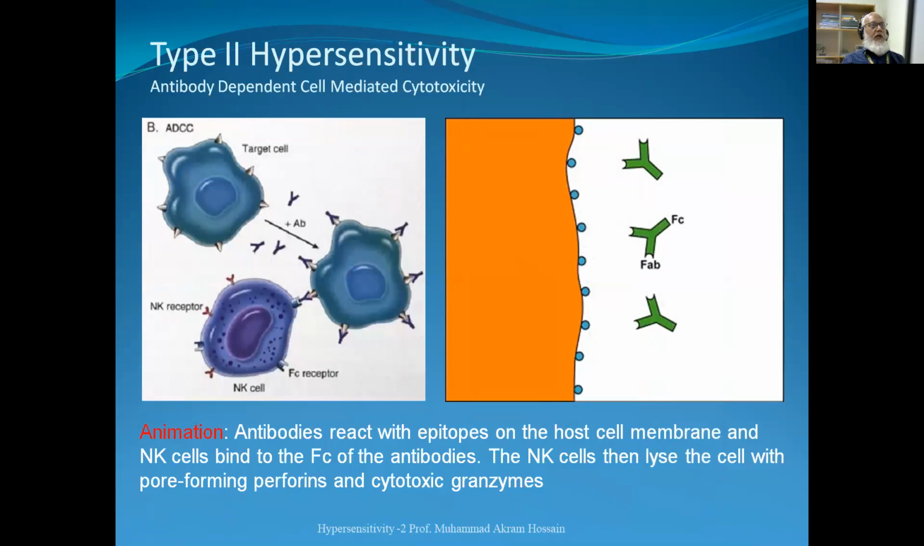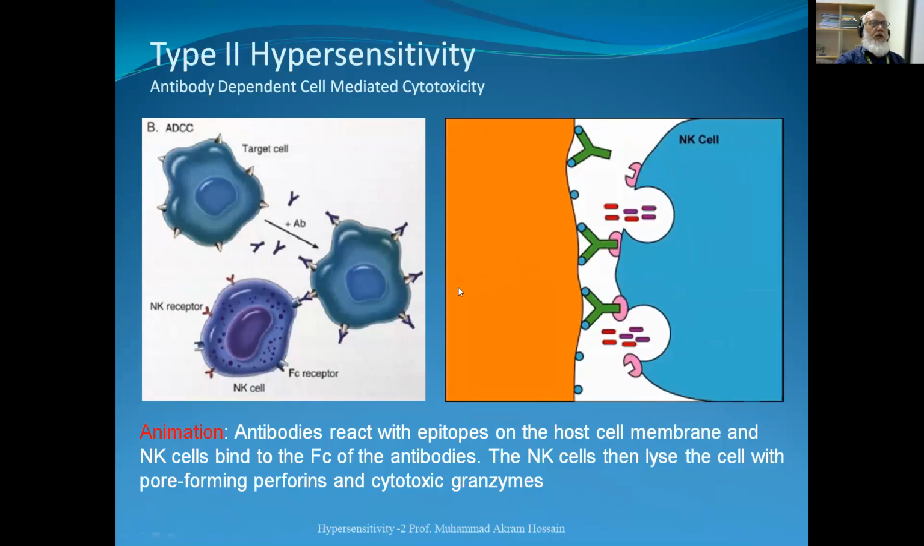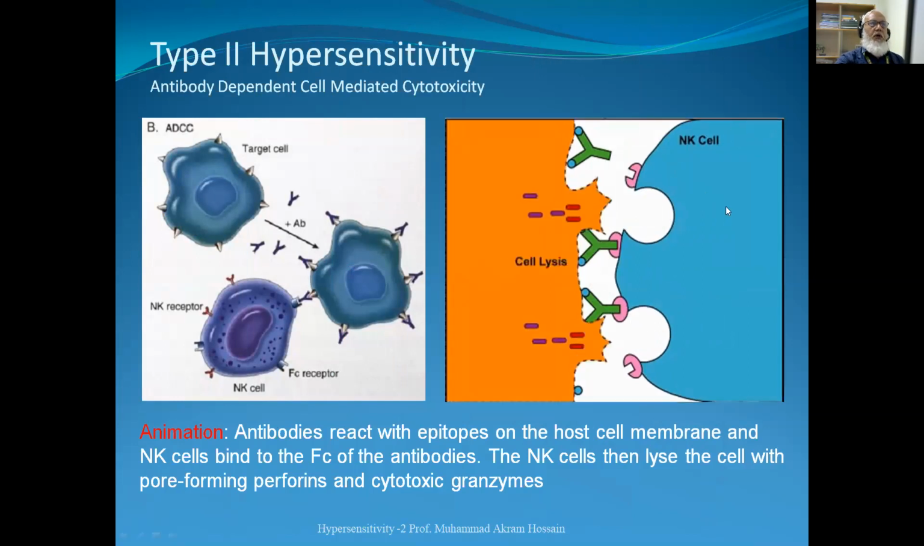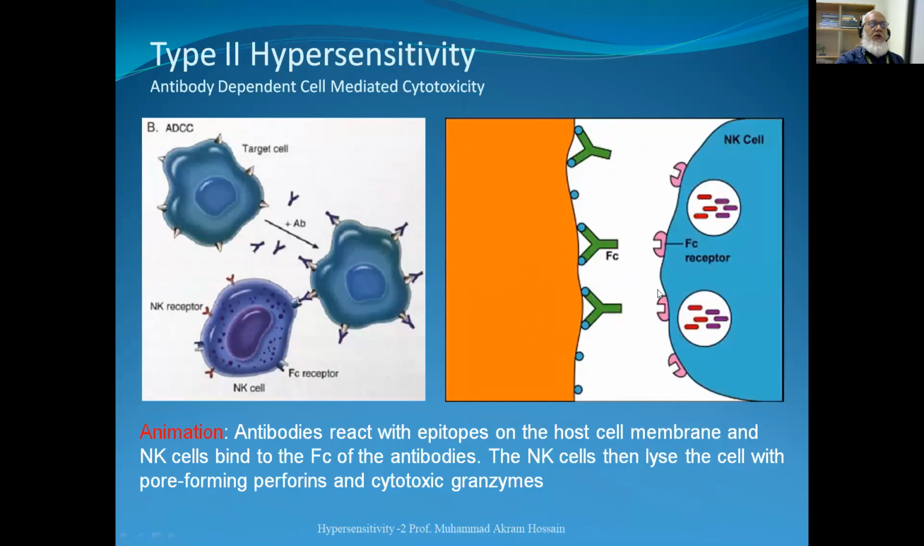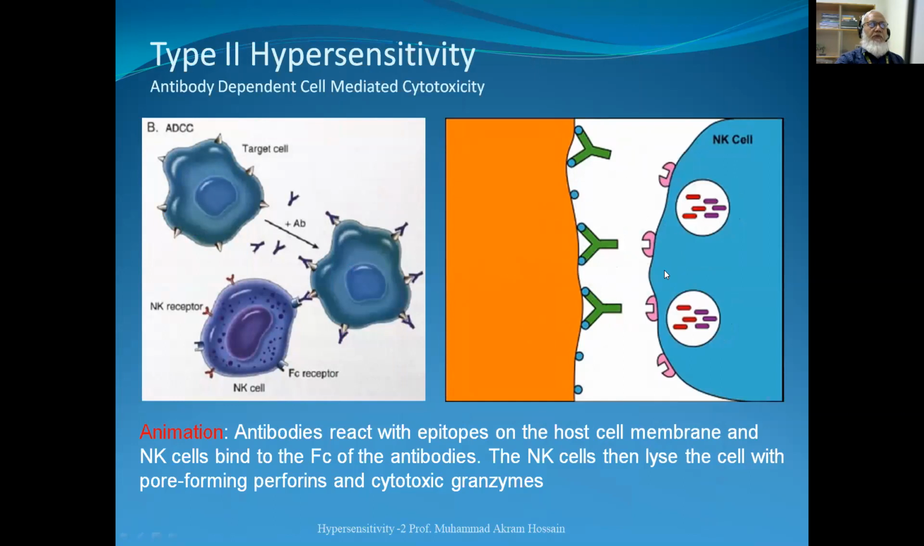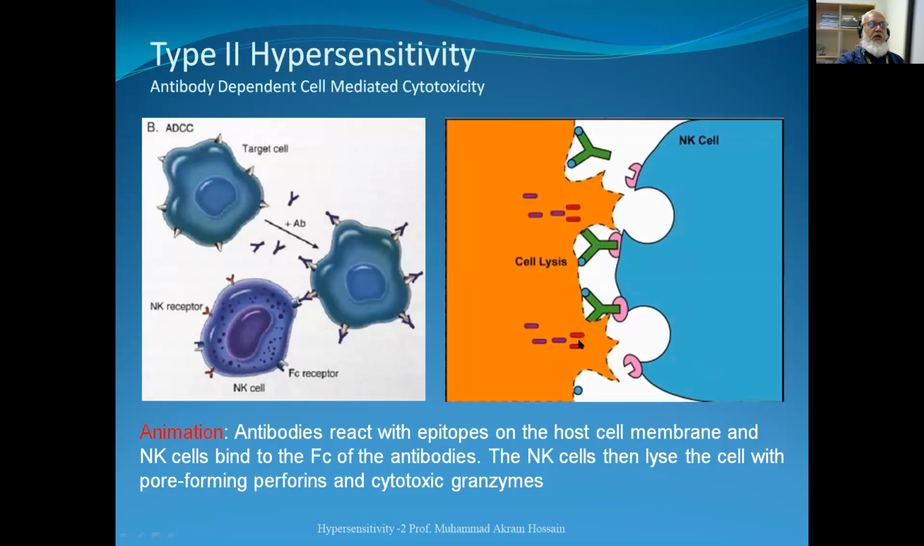This is the animation of antibody dependent cell mediated cytotoxicity. You can see the antibodies involved are immunoglobulin G, cells involved are natural killer cell, and following the binding of antibody with the antigen, the natural killer cell comes with the Fc receptor bound with the immunoglobulin G Fc, and there is discharge of perforin and granzyme, which results in cell lysis.